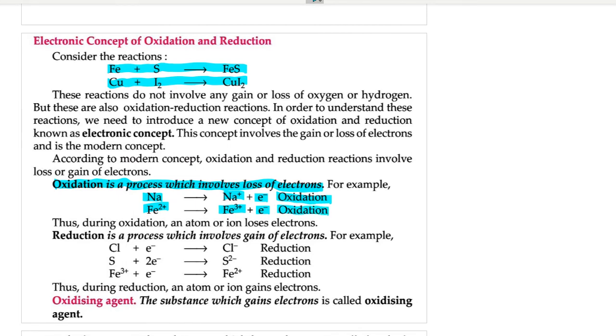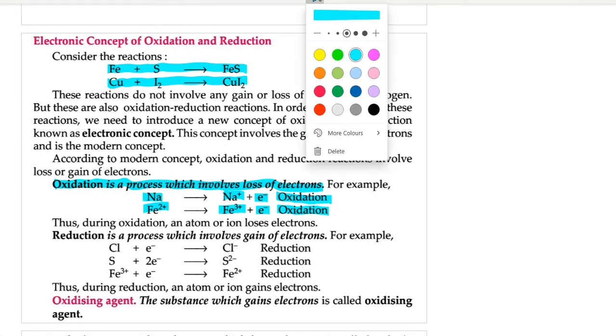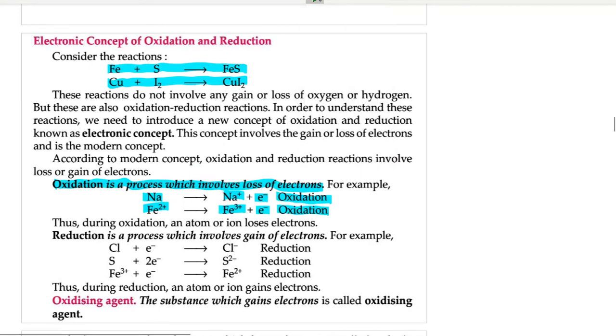What is reduction? Absolutely opposite of what we have learned till now. In reduction, electron is getting added. So chlorine plus electron gives Cl minus. When an electron gets gained, it gets added to one atom and it gets converted into a negatively charged ion. This process is known as reduction. Sulfur plus 2 electrons gives S2 minus. It is reduction.